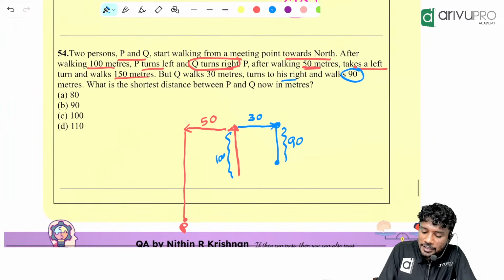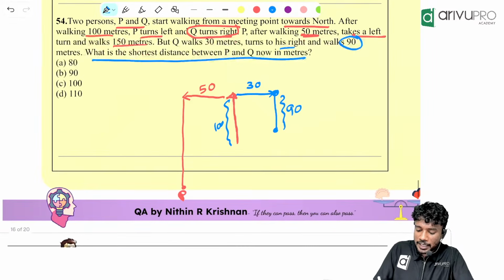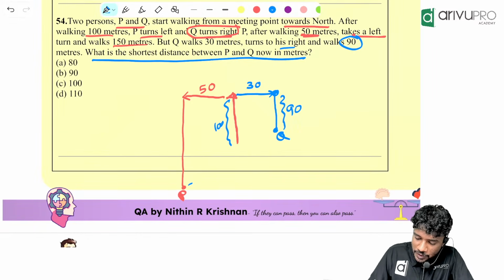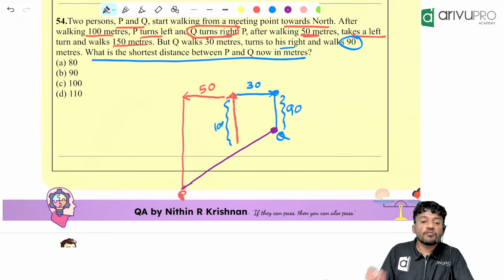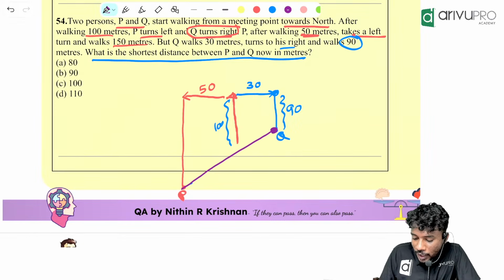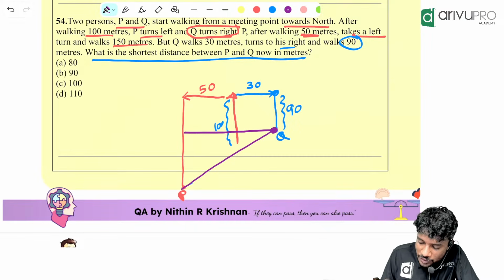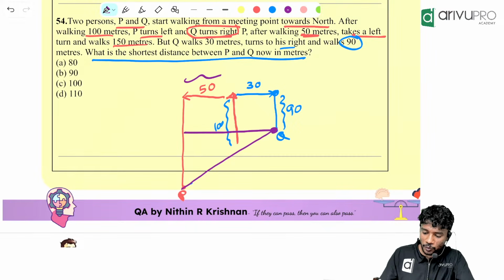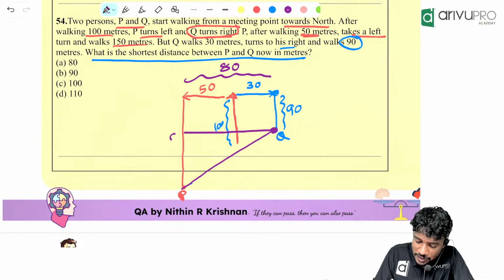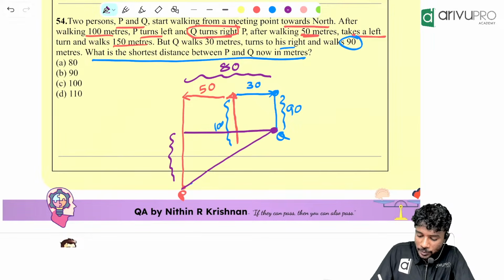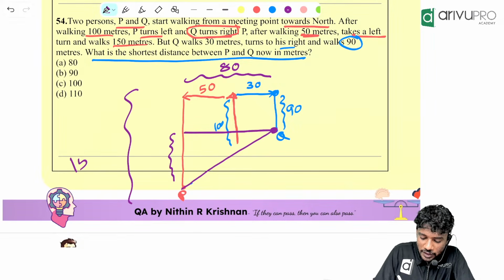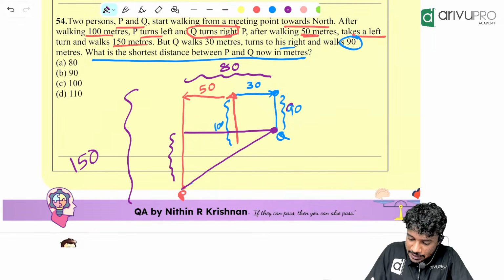Till here is how much? 90. Then they are asking what is the shortest distance between P and Q. Q is currently over here. So we need to find this distance. For that, I require one side of the triangle. Which side is this? Can anyone tell me what is the distance over here? 80. Okay. Then can anyone tell me what is this distance? Now people, this total was 150. Then till here it is 90.